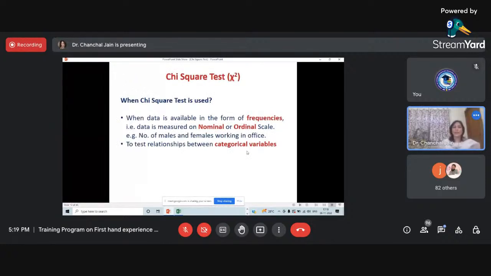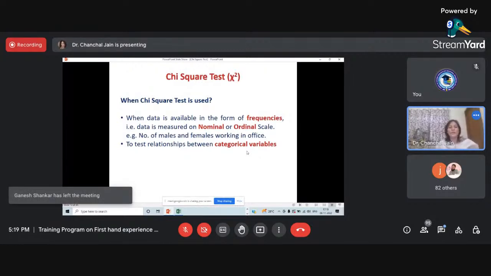Now, as I just told you in the previous slides, whenever we have data in the form of frequencies, and when the variables are measured on a nominal or ordinal scale, we will go for the chi-square test. And generally, with the help of the chi-square test, we are interested in finding the relationship between categorical variables. So, am I clear till this particular point?